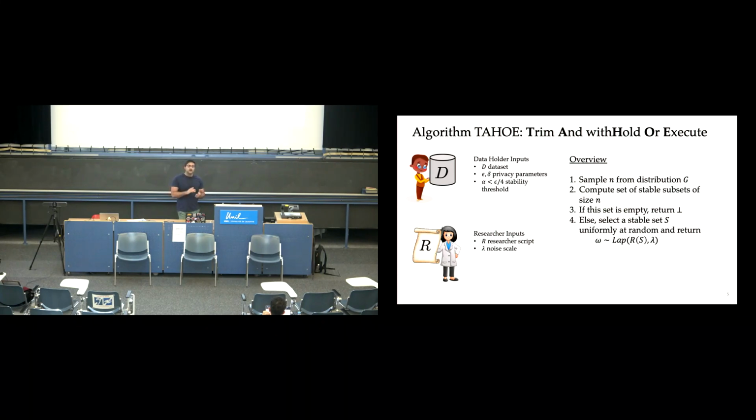So this is why it's called Tahoe. I trim the data by sampling some n from a distribution, and what I'll do is I'll withhold from reporting an answer if I can't find a stable subset. Otherwise, I'll execute the script with random noise.